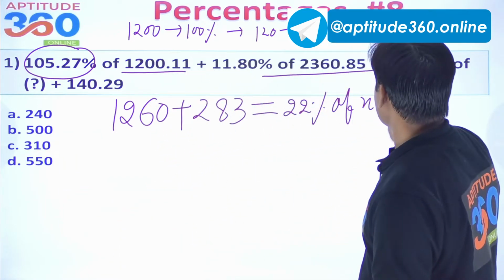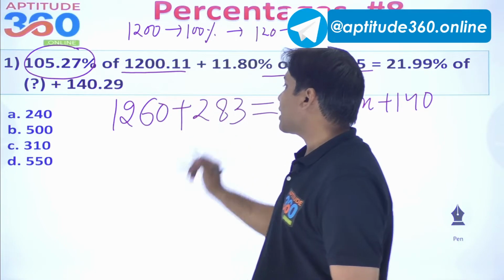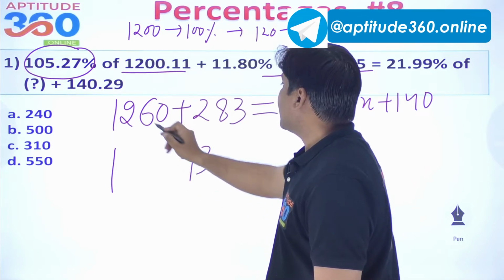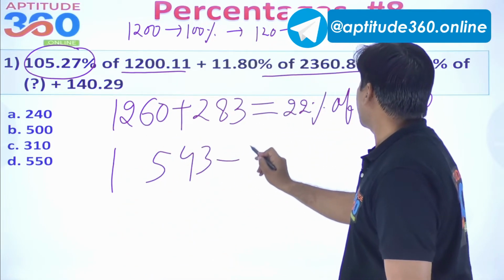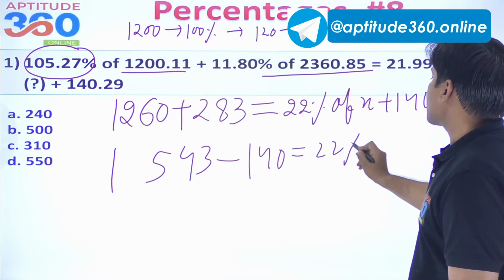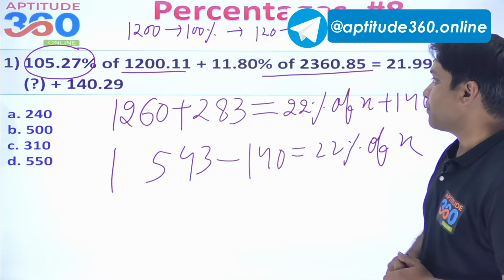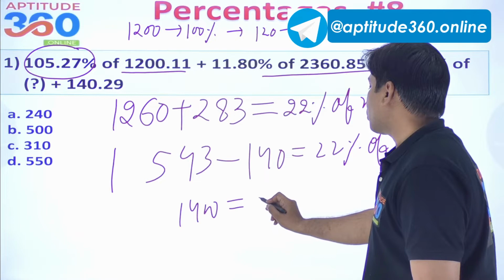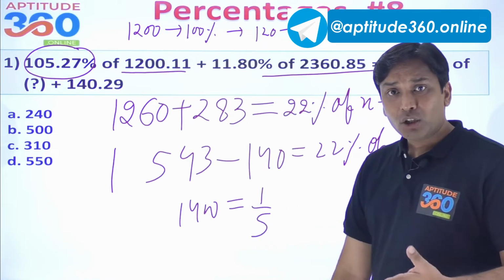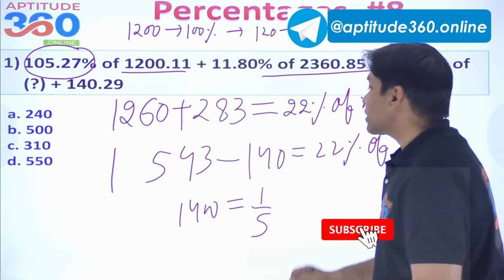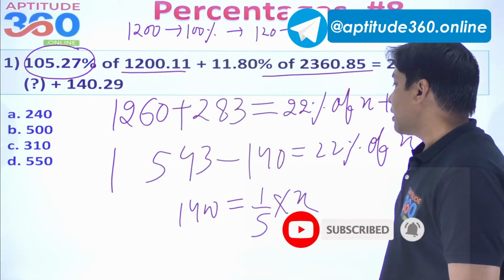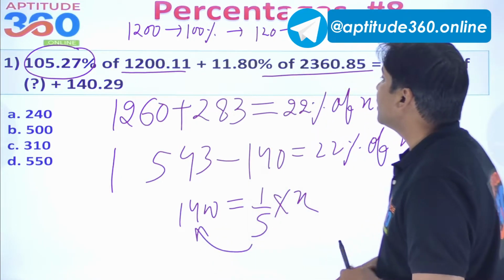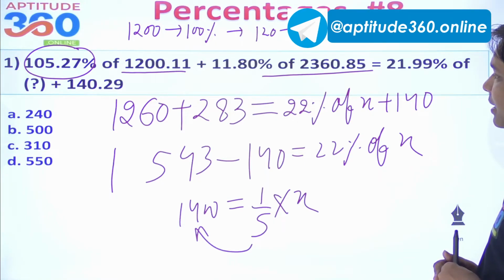So what we have over here is 140 will go on this side of the equality. This is 260 and this is 20. So how do you find out the sum over here? This is going to be 1543 minus 140 is equal to 22% of x, right? Now if you subtract, you will have very close to 1400. So 1400 is 22% of x. 22% can be written as what? 20%, which is nothing but 1/5 of x, right?